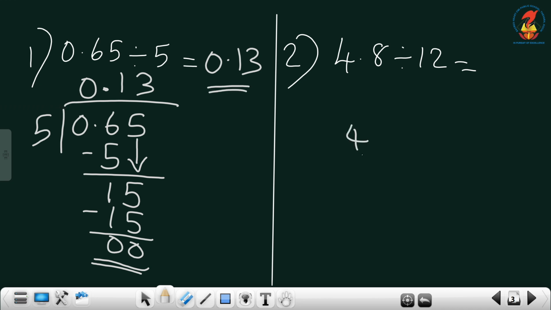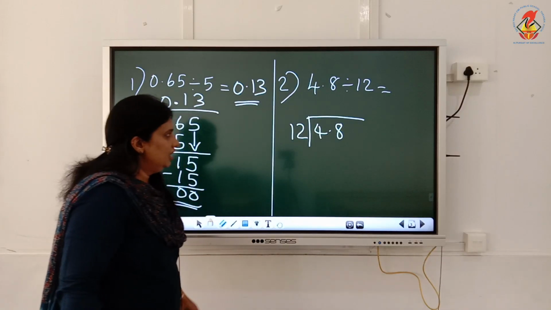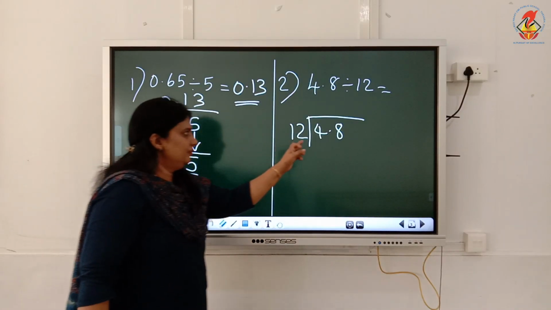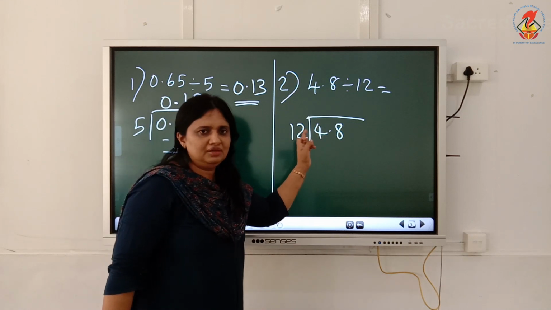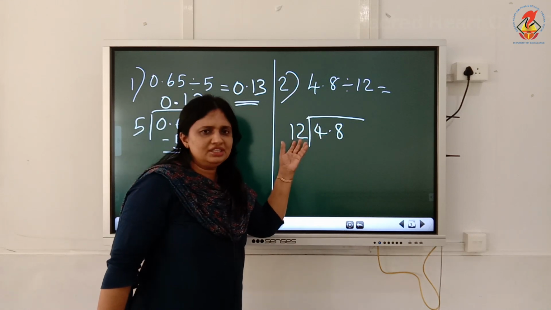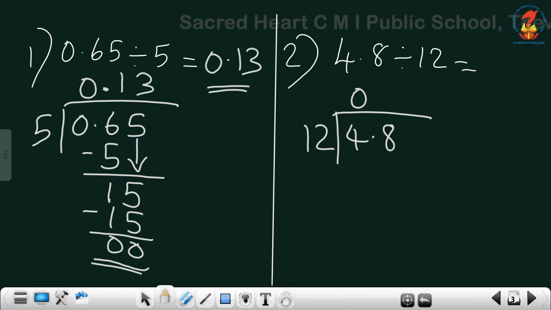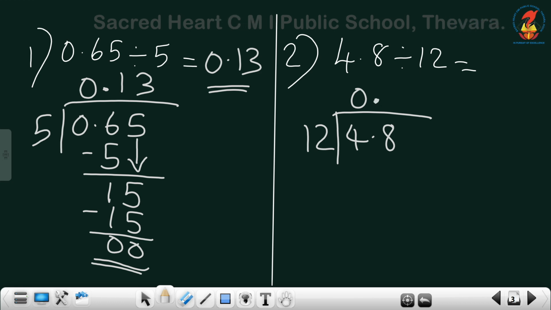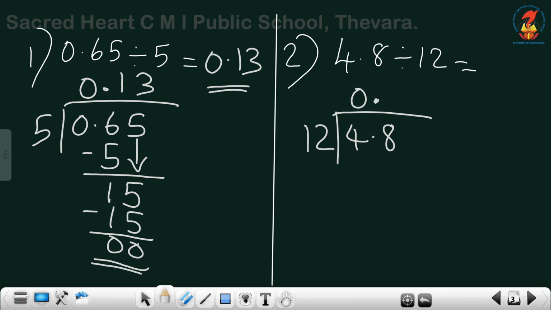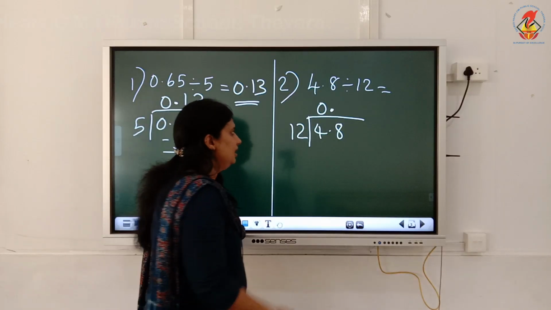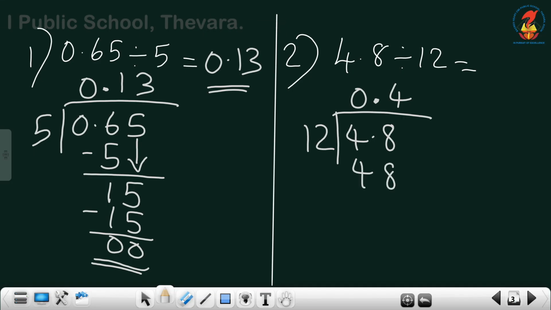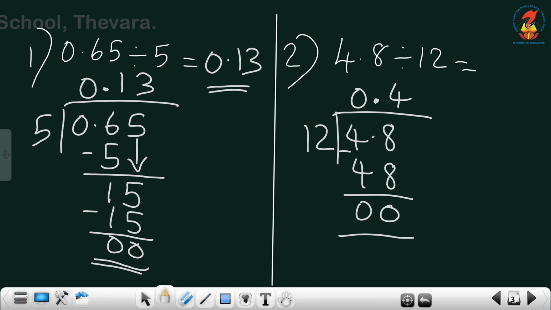And the next one, 4.8 divided by 12. How is it possible? The 4 is the whole number part, right? And 12 into 4, is it possible? No. So I need to put one 0 in the quotient. After that I need to put the point also. After that I need to consider the first two digits together, that is 48. 12 fours are 48. The remainder is 0. The answer is 0.4. Okay?